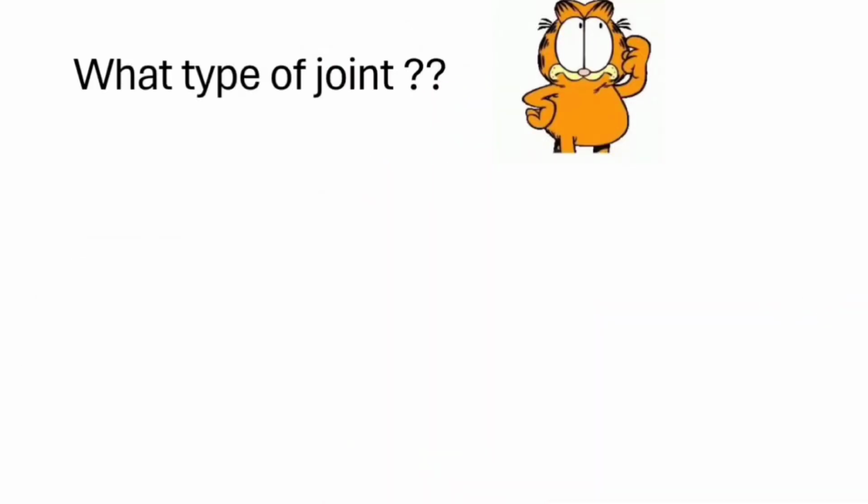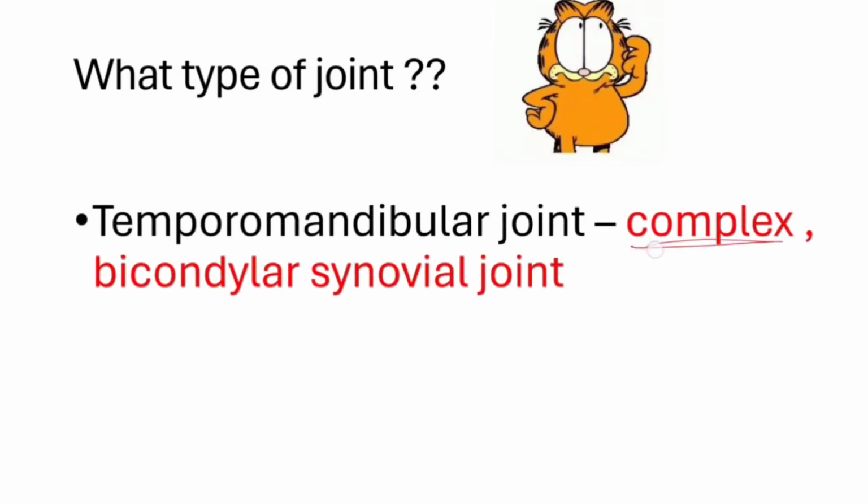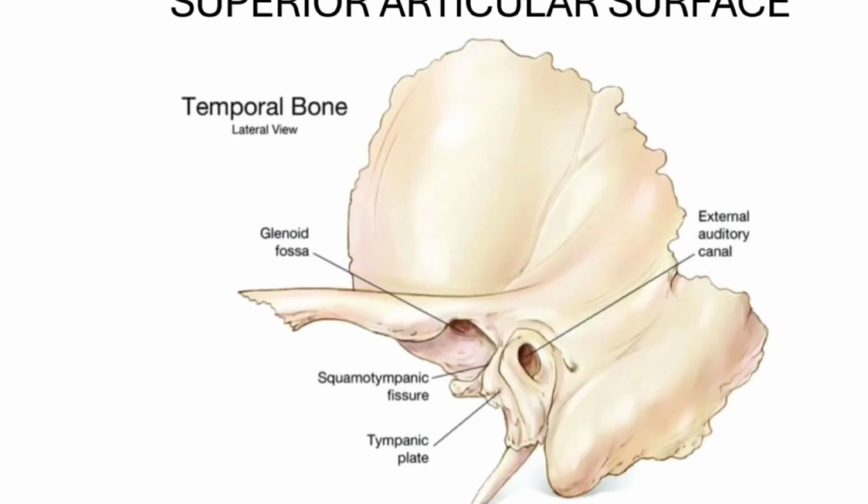Now, what type of joint is the temporomandibular joint? It is a complex bicondylar synovial joint. And it has two articulating surfaces, superior articulating surface and inferior articulating surface. So, superior articulating surface, as we know, is formed by the articular tubercle. So, this area is known as the articular tubercle. And what is this? Yes, it is the mandibular fossa.